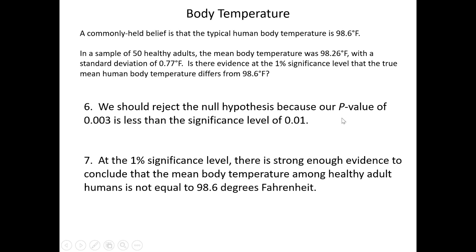Then we employ our decision rule, and our p-value, 0.003, is indeed less than the significance level, 0.01. So this is another situation where we should reject the null hypothesis. That is, we can rule out that the mean really is 98.6. All right, and to interpret this, bring it all back to temperature at the 1% significance level. So we're saying we have very strong evidence that the mean body temperature among all healthy adult humans is not equal to 98.6 degrees Fahrenheit. So this commonly held belief probably needs updating.